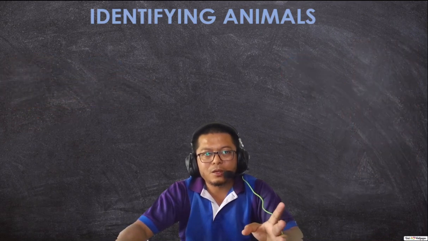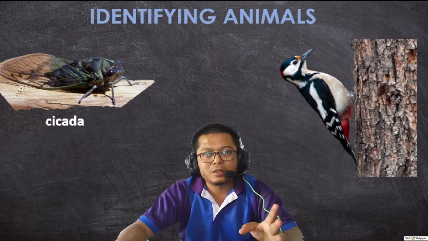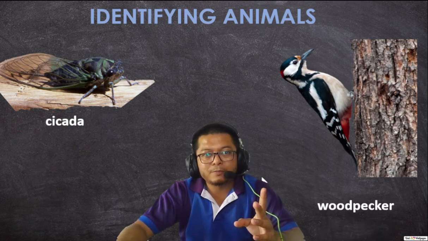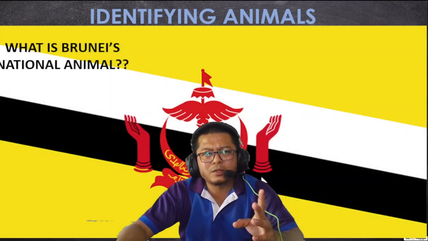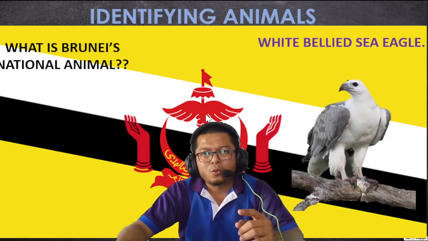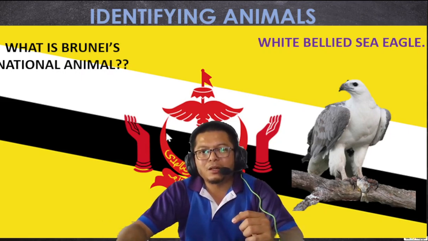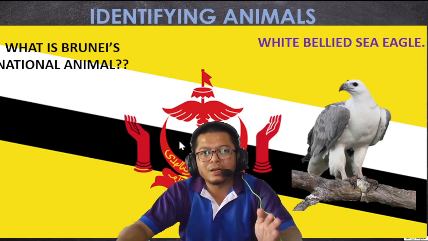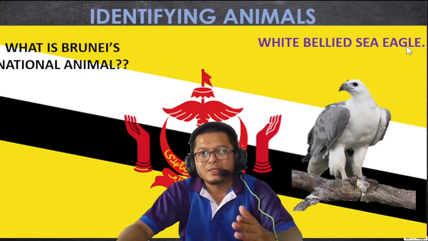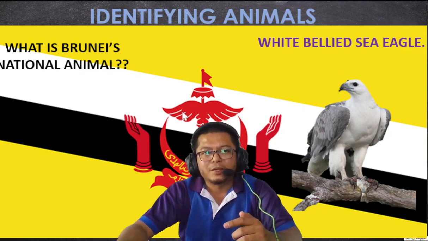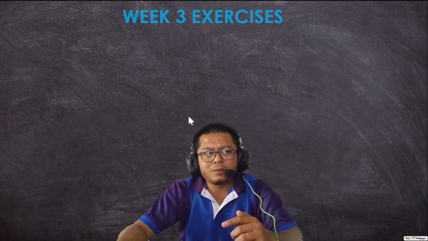We learned today. Now let's check how many animals. But before that, we move on to the answer for what is Brunei's national animal. The answer would be white-bellied sea eagle. So this eagle, white-bellied sea eagle, is the national animal of Brunei, binatang kebangsaan negara Brunei Darussalam. This one, white-bellied sea eagle. You can check it on the internet. It's the same. Now, how many animals do we learn here?